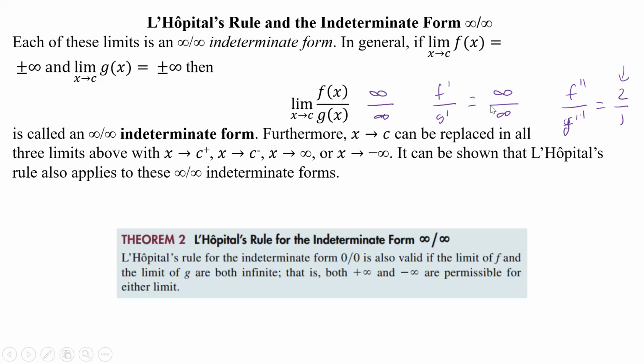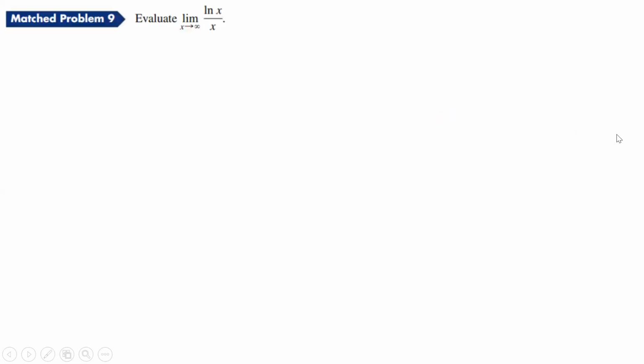And it's kind of like with the zeros, when we had x squared in the bottom, we had to go twice till we got something that worked. Same thing's going to work with infinity over infinity. As long as you're getting infinity over infinity, you can just keep taking derivatives until you get to the final answer.